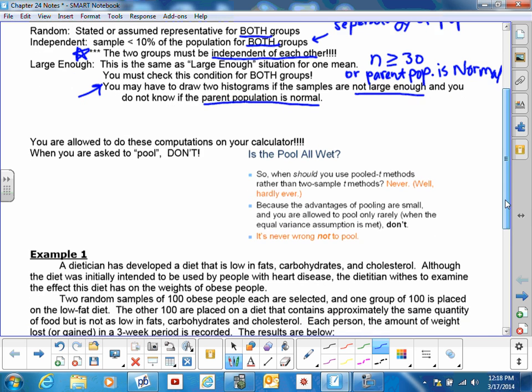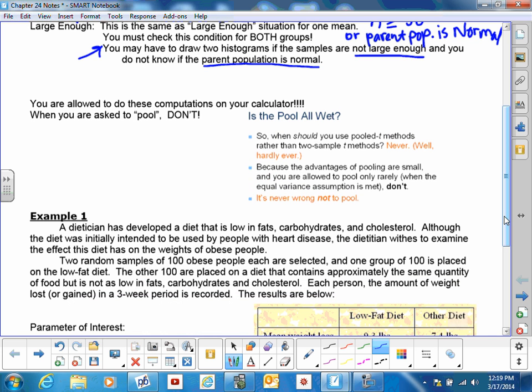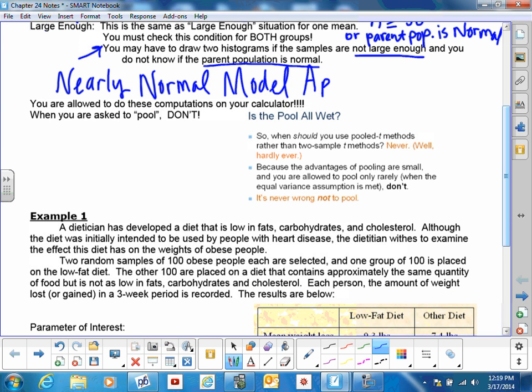Now, oh yeah, and by the way, our conclusion is nearly normal model applies. Now, on the quiz 23s, I actually got some people putting nearly in the wrong place. I got some people saying normal model nearly applies. Okay, so that's no good. You can't say the normal model almost happens. You say the almost normal model is happening. Okay, I know that's a little subtle difference, but this is the correct way.